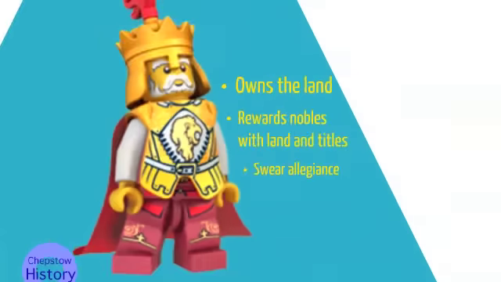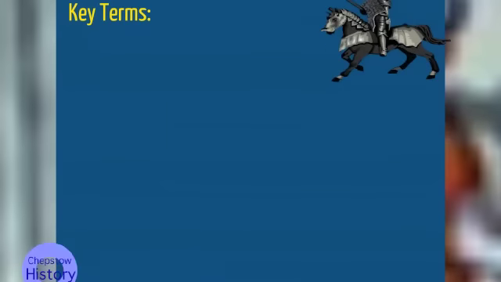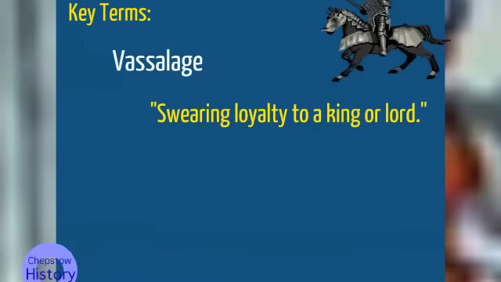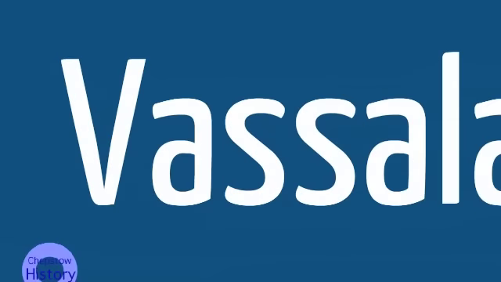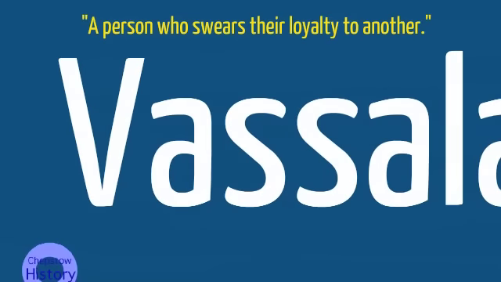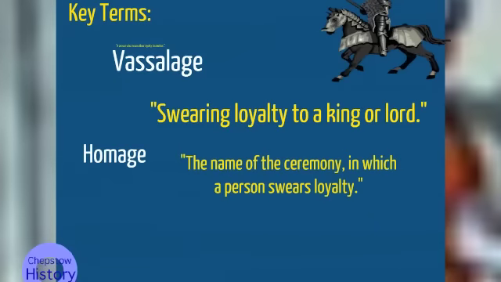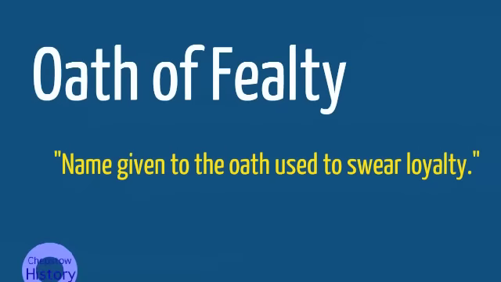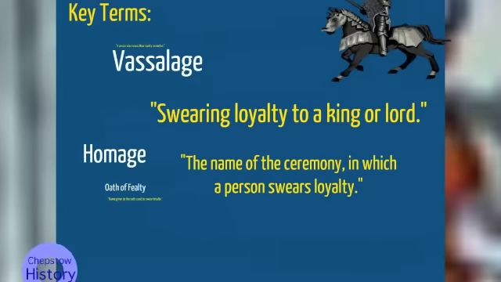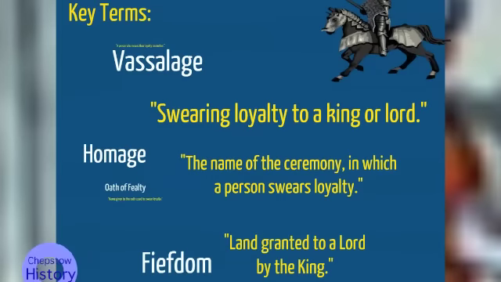The system whereby the nobility would swear loyalty to a lord or king was known as vassalage, and that's our first key word in this lesson. A vassal, therefore, is the name given to a person who swears loyalty to another. The ceremony by which this is done is called homage, and an oath of fealty is the name given to the oath that's used in the ceremony. Finally, a fiefdom refers to the land that is inherited by a lord in the feudal system.